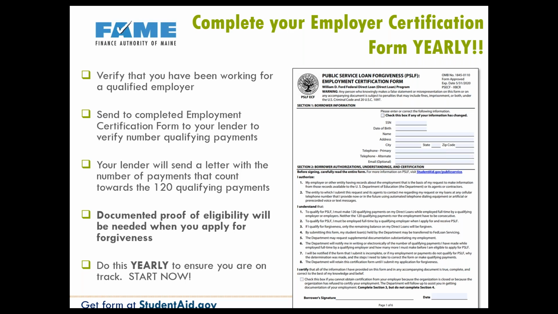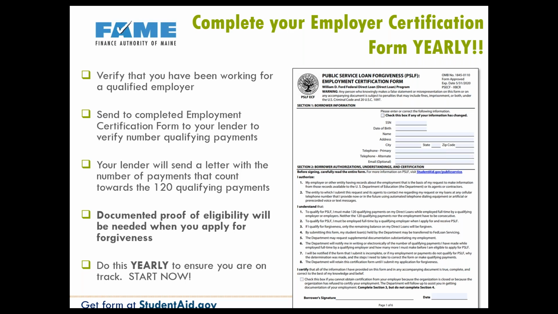So it pre-fills this employment certification form. You take this form to your human resources office and they sign off saying, yep, we are a qualifying employer, they work full time. You take that form and you send it to your loan servicer. Your loan servicer will look at the period of time you've worked, and they're going to send you a letter back saying how many payments are counting towards PSLF.